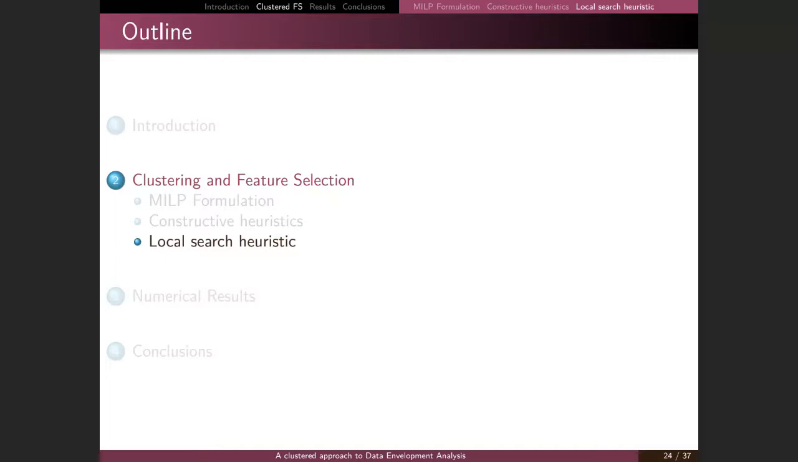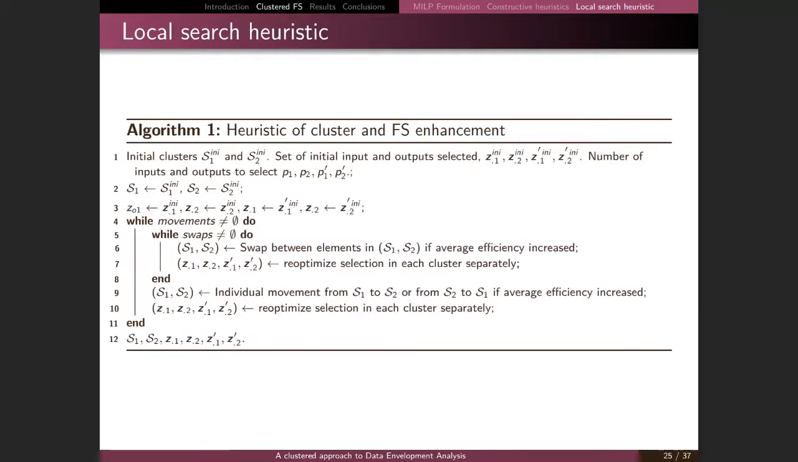And after that, we can go to the local search heuristic in case the constructive heuristics don't work properly. In the local search heuristic, once we have found the different clusters, we try to move one DMU from one cluster to the other cluster, making either a swap or just a single movement. So we can try to improve the results that we obtain by changing the different members of the clusters.